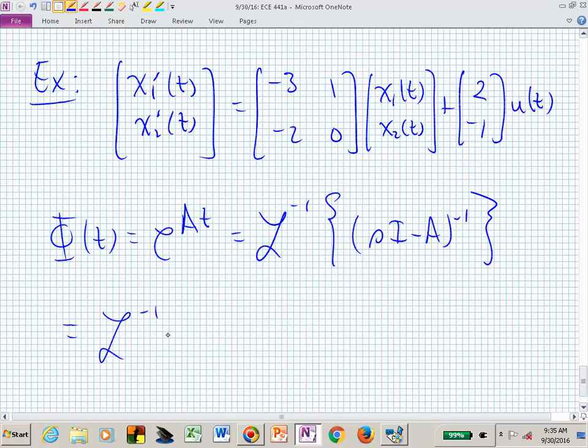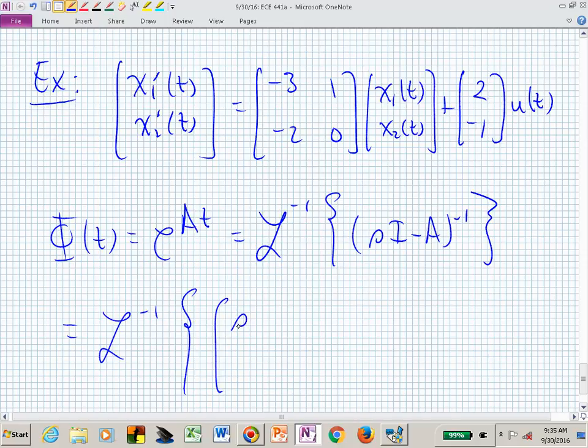That's the inverse Laplace transform. Now we put all of that into a matrix. What's sI? s times an identity matrix. How big is the identity matrix? It's 2 by 2, so I'm going to combine sI minus A into one matrix.